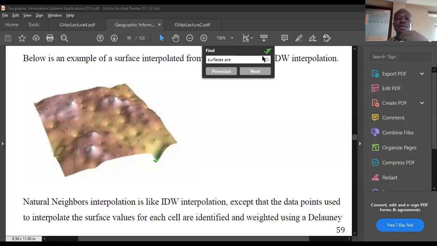What we are looking at is a typical surface. When you look at it, you will see that there are regular points on it from which the surface was generated. Who is actually seeing it? Look at it closely. You see these black points on it. Those are the points that were used to generate the surface.